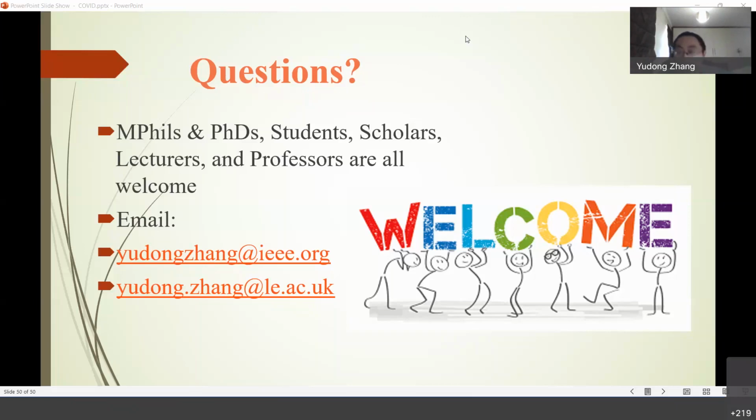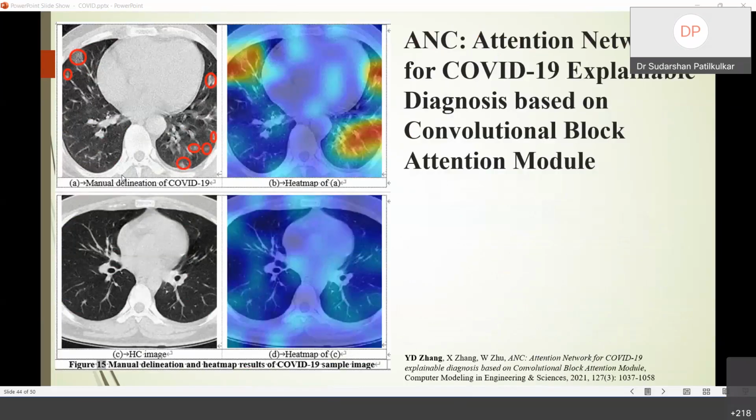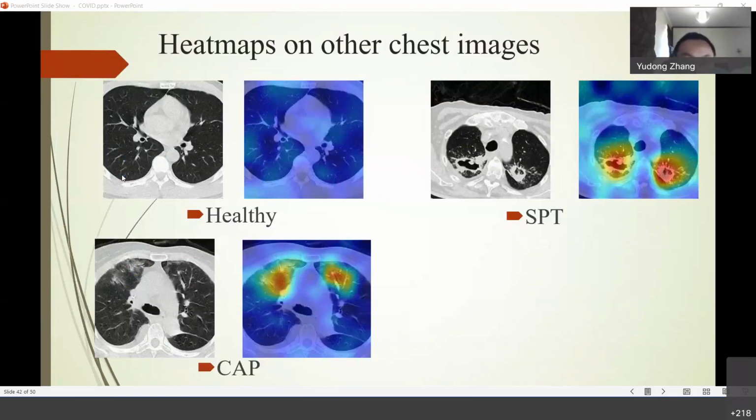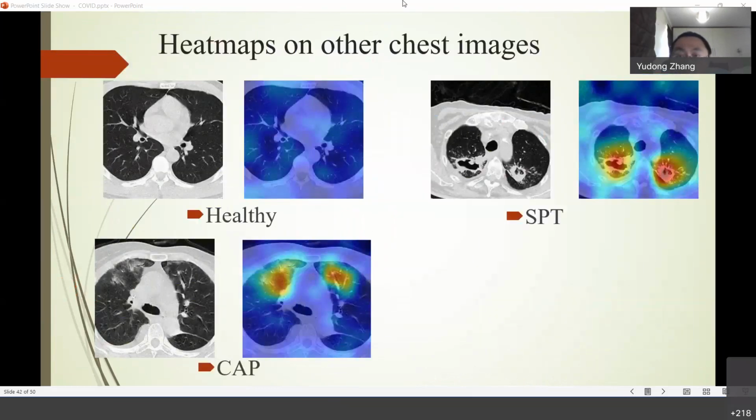Okay, so my second question is, in the last experiment, you showed three, four diseases apart from COVID. Can you give one example of how the features of COVID disease differ from the features of another disease? Oh, this is also a very important question. I think maybe this slide can help answer your question.